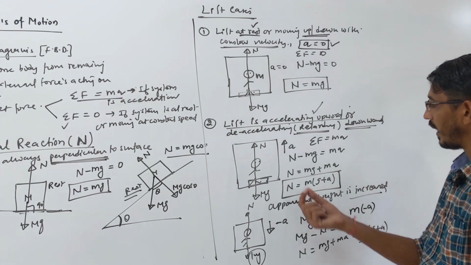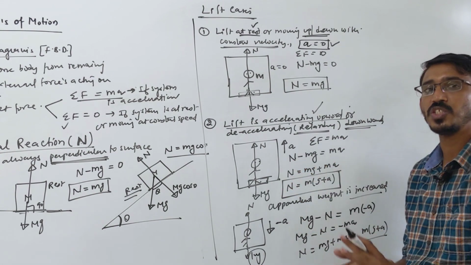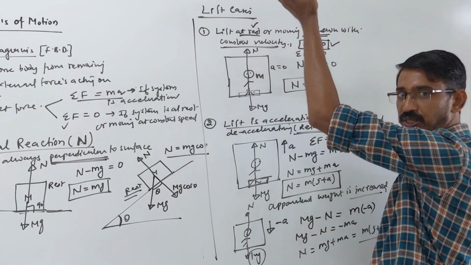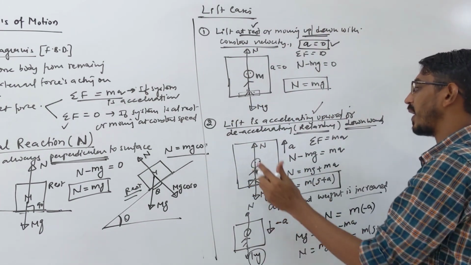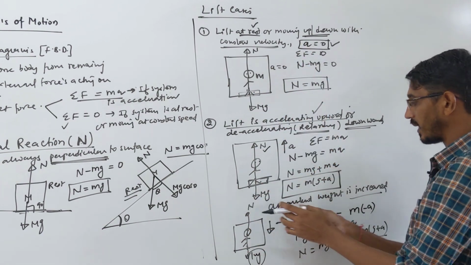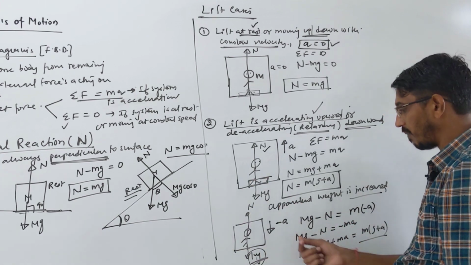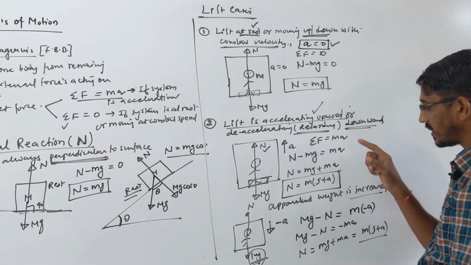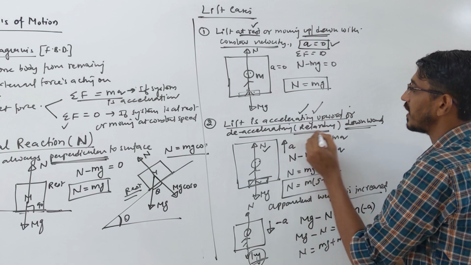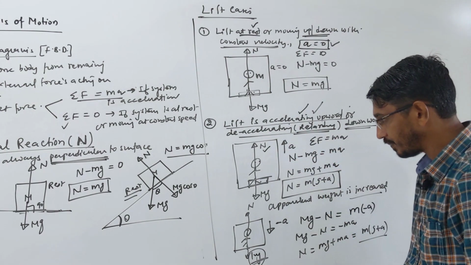You should not be confused about why I wrote here n minus mg is equal to ma and here mg minus n. It depends upon which direction your body is moving, that force is big. Like here the lift is accelerating upward, so your n force is big, that's why it's accelerating upward. So n minus mg is equal to ma. In this case the lift is deaccelerating downward, meaning your mg force is big. So mg minus n is equal to ma. So the same answer comes. Your lift accelerating upward has the same meaning as deaccelerating downward. Correct? Okay. Let's go to the next case.